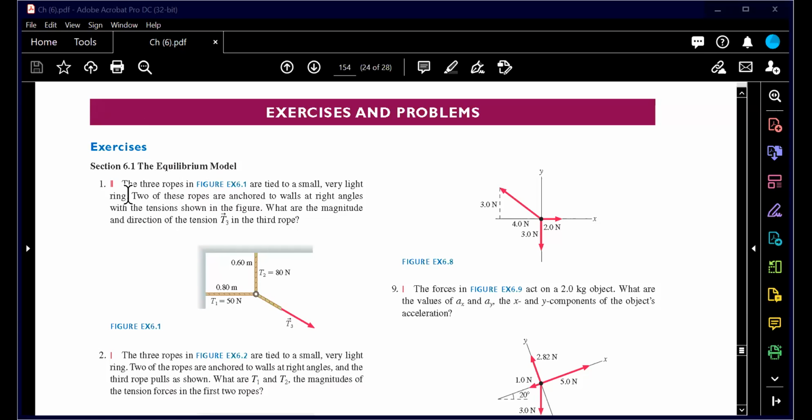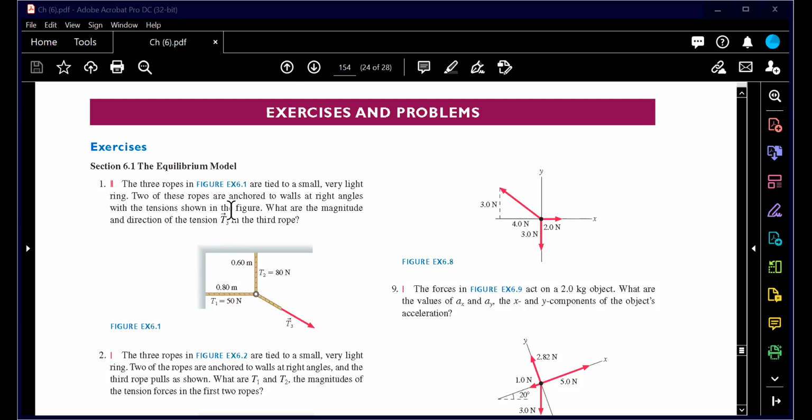So number one, we have an example that we would used to do in the physics lab, which is where you have 3 ropes that are connected to a small ring. And we ignore the mass of the ring. 2 of these ropes are anchored to walls at right angles. And so we want to know what the third one is, the strength and direction.